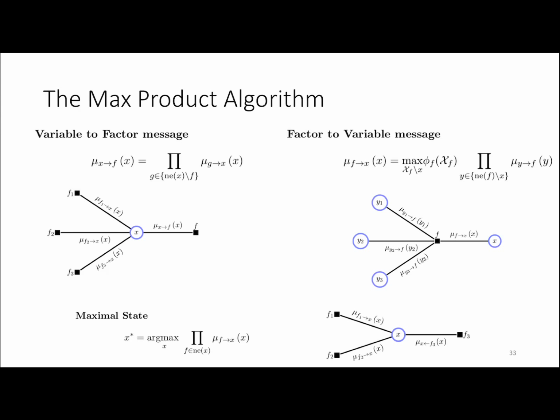And at the end, when you want to say what's the marginal probability, what's the marginal assignment of one random variable, you receive all of the messages and you find the maximum. So it's basically exactly the same procedure, except that the sum is replaced by max. And the same trick applies.